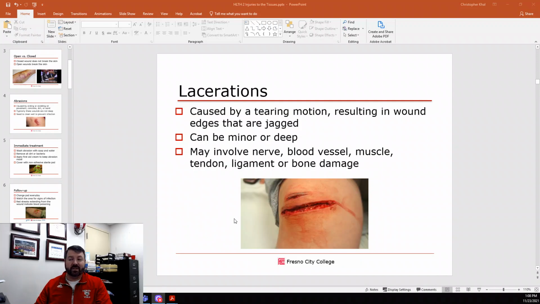All right, lacerations. Lacerations are a result of a tearing motion. You're going to have some jagged edges.